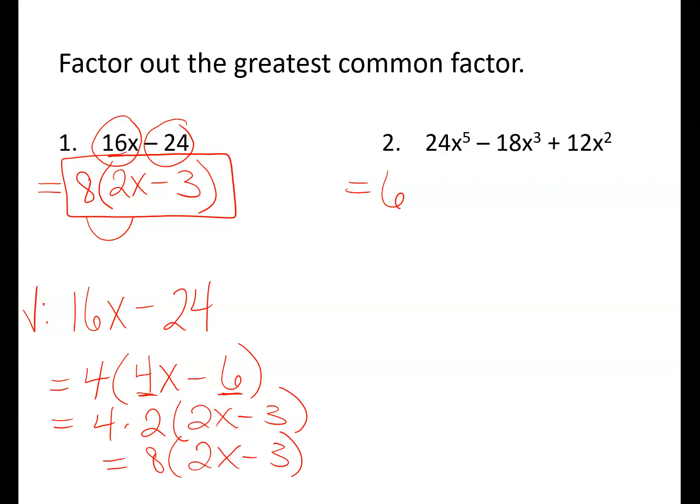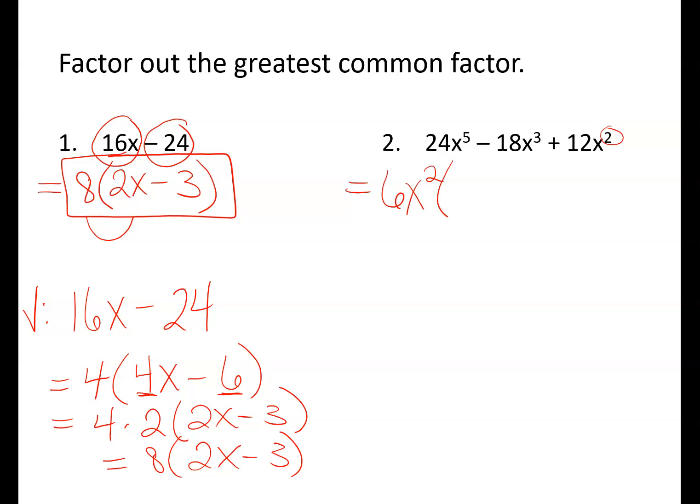On problem 2, we've got 3 terms. And all 3 terms have x, so x is in common. That means x goes in the GCF next to our 6 to its smallest exponent, which is a 2. So our GCF on this problem is 6x squared. And then we open.